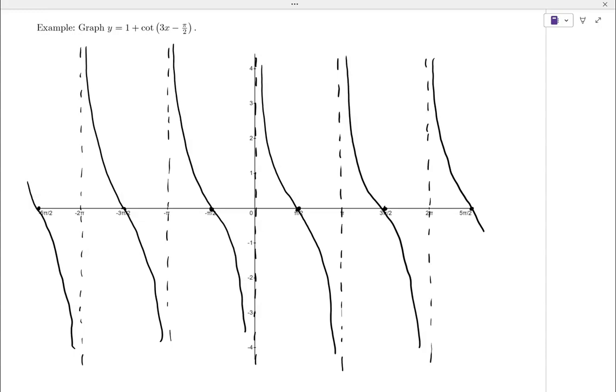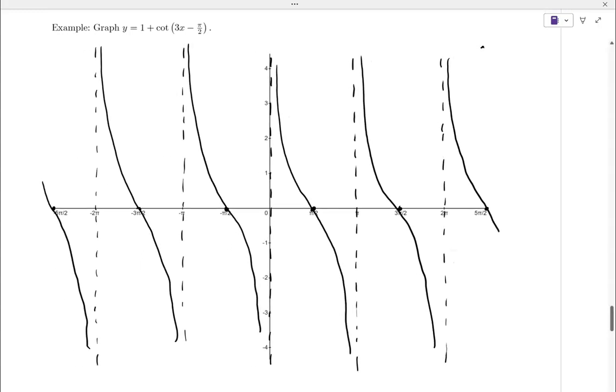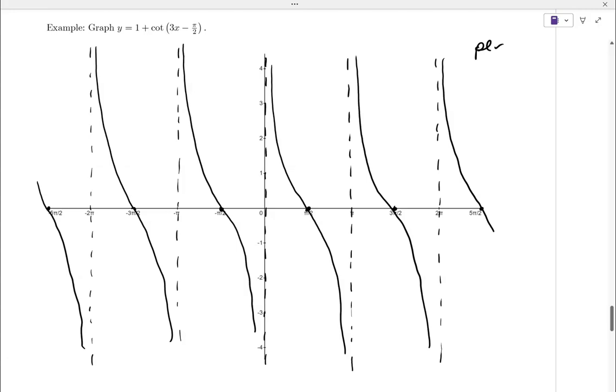It's going to be shifted to the right. Yep, it's going to go right. Yep, I agree. And what else is going to change? The period is going to change, right? Is that 3? What is the new period, in fact? Pi over 3. Good. All right, we'll take the new period as pi divided by 3.